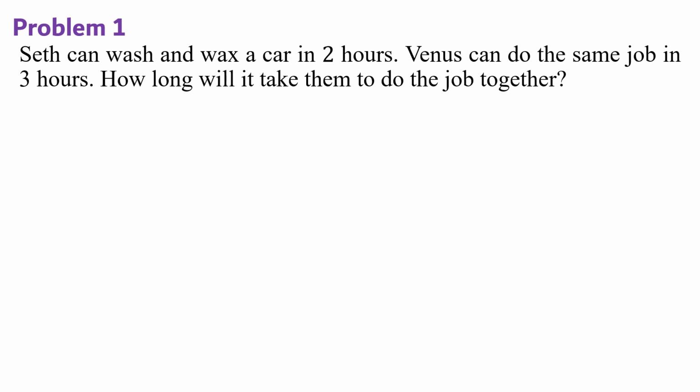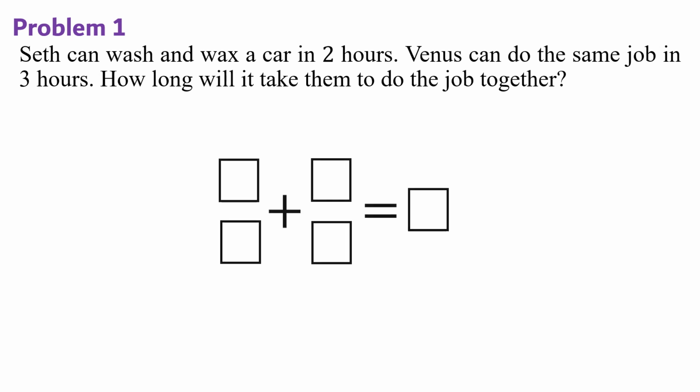Okay, so let me show you the format of solving a work problem. It's going to be like this, which is actually in a fraction form. The top part, or the numerator, will be the time when they do it together, if Seth and Venus do it together. So it takes x hours, or whatever letter you use for the unknown time, because that's the one you are trying to solve.